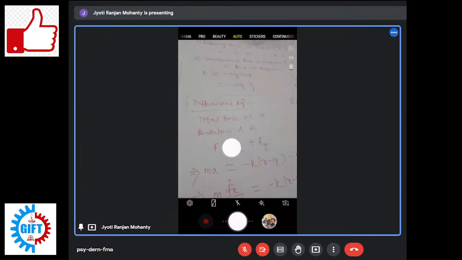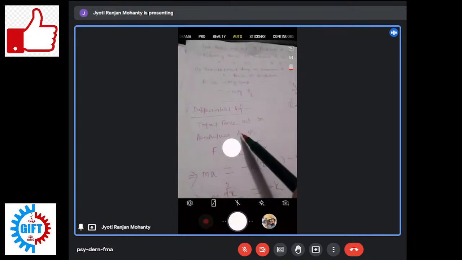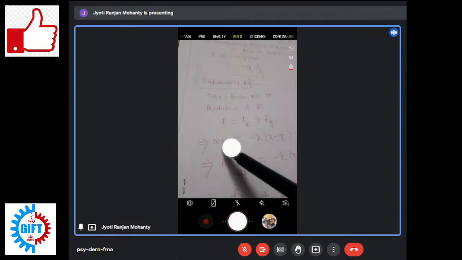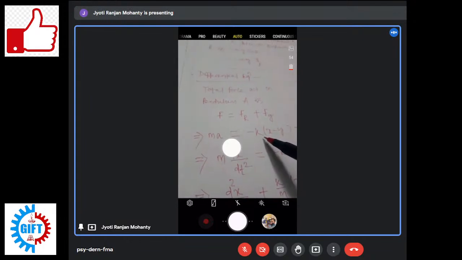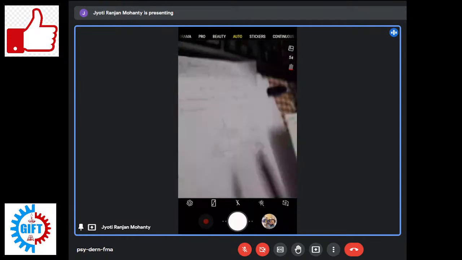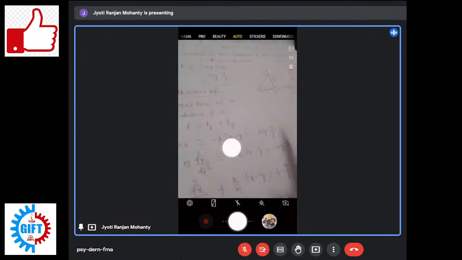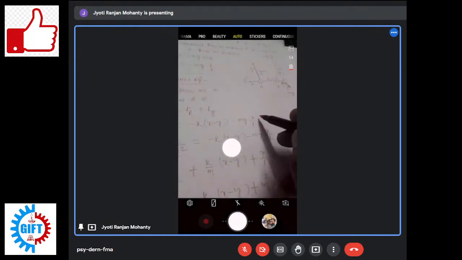So the total force acting on pendulum A is Fr plus Fg. Force is equal to mass into acceleration. What is your restoring force? Minus k into x minus y. What is your gravitational force? Minus mg into x by L.